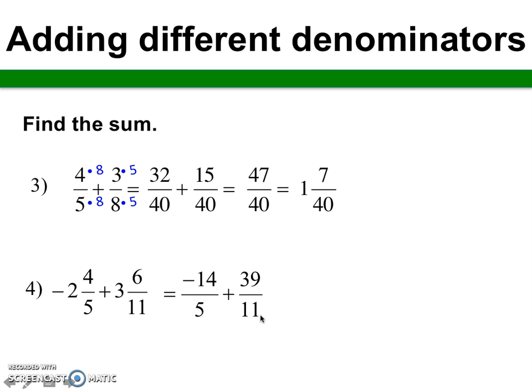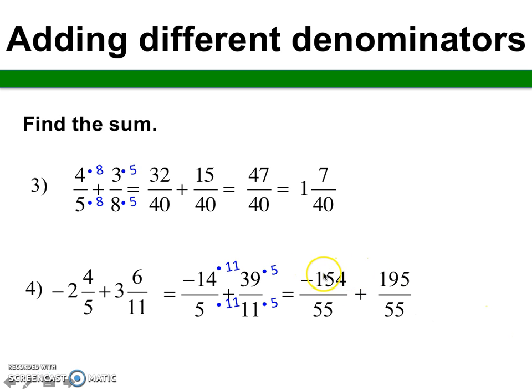All right, I'm going to multiply negative 14 and 5 by 11. My common denominator is going to be 55. Multiply 39 and 5 by 5. All right, so I'm going to have negative 154 55ths plus 195 55ths.